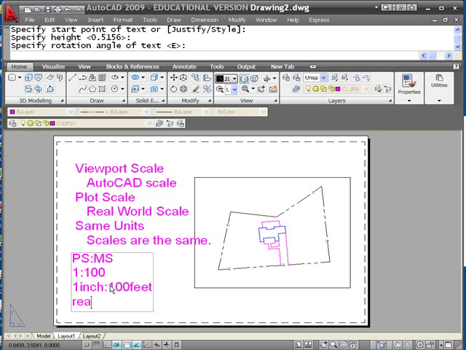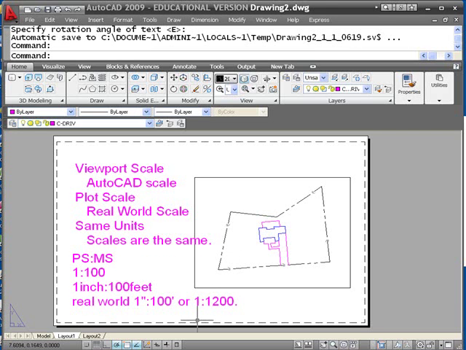So that's the viewport scale. That means the real world scale would not be 1 to 100, it would be 1 to 100 feet, or 1 to 1200. That's the difference in the viewport scale and the plot scale. But it's always paper space units to model space units. So if your units are different, you just have to recognize that to determine your actual plot scale.